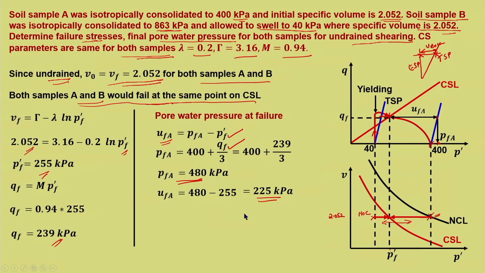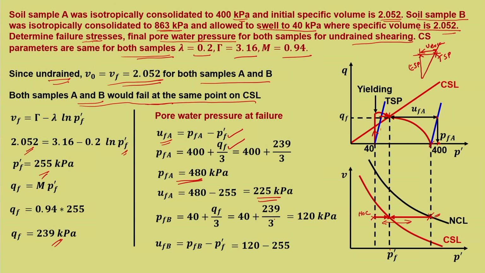Same is the case with PFB, it is 40 plus this QF divided by 3. So, 40 plus 239 by 3, that will give 120 kilopascal. So, we have UFB is equal to same total minus effective. So, PFB minus P dash F. So, UFB is equal to 120 minus 255, that is equal to minus 135 kilopascal, and this is very correct because it is an HOC. So, the final pore water pressure will be negative. So, that is exactly what we are getting, and that is equal to minus 135 kilopascal.